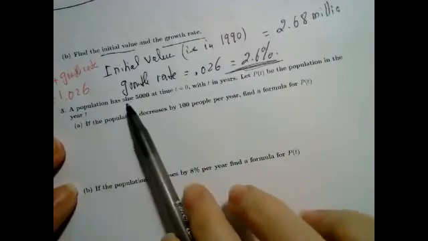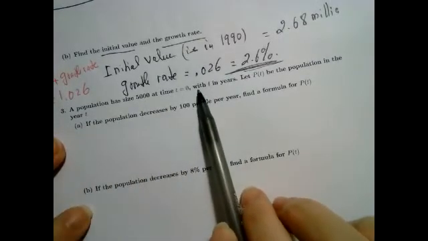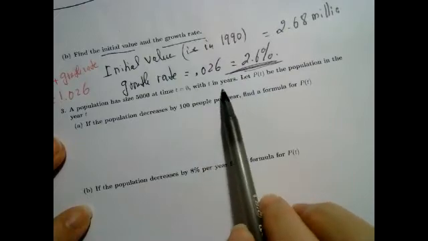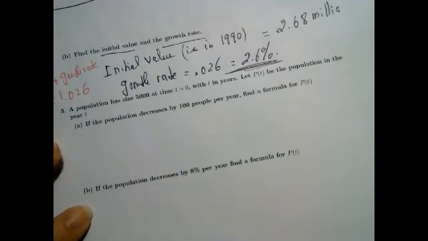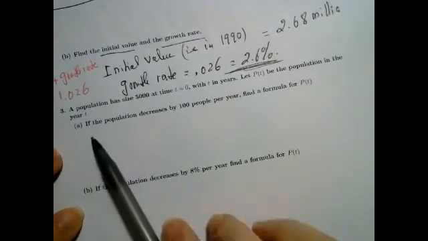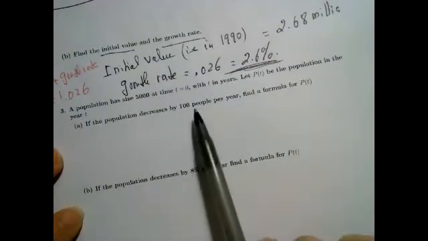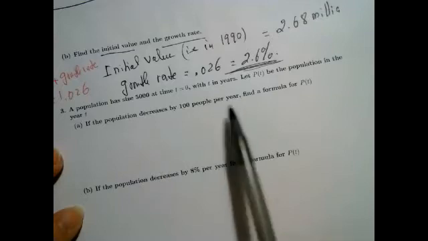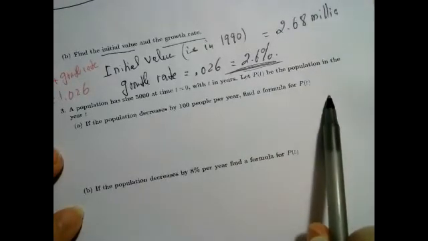A population has size 5,000 at time t equal to 0. So it starts with this. t is in years. Let P of t be the population in the year t. So I'm talking about a population that started with 5,000. Question number 1. If the population decreases by 100 people per year, find a formula for P of t.